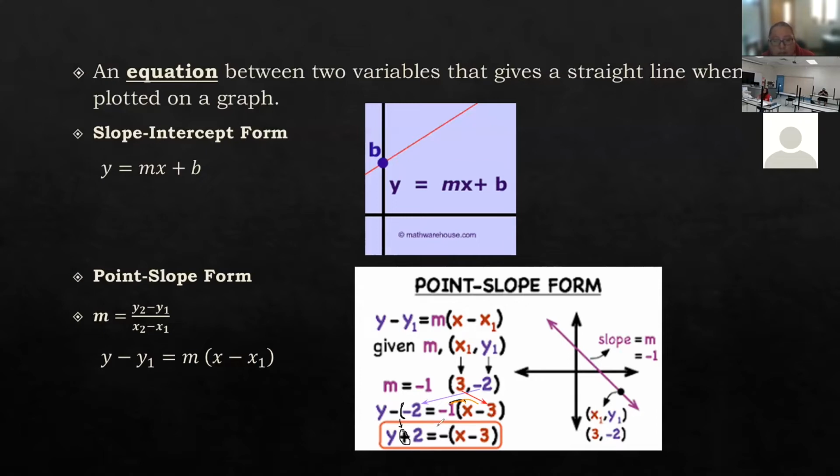So this section here is, if you were to distribute x, the negative and negative becomes +3. So that was the next step after this equation. But to stop for the point slope is right here. This would be our answer for the point slope form.